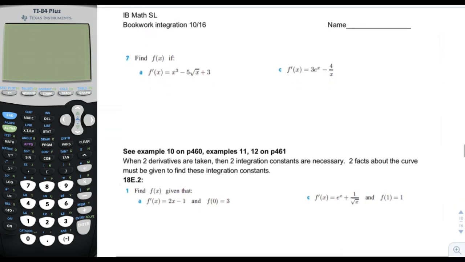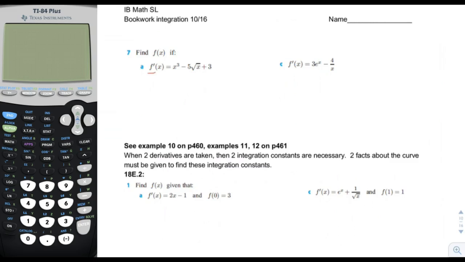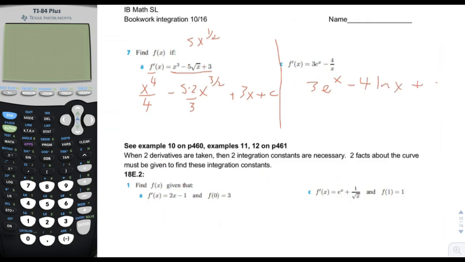See page 10. Find f of x if f dash of x equals that. So they're just asking us in another way to find the integral. So that would be x to the 4th over 4. And then the integral of 5x to the 1/2 would be x to the 3/2, 5 times 2/3, and plus 3x plus c. Now what about this one? 3e to the x minus 4 log x plus c.